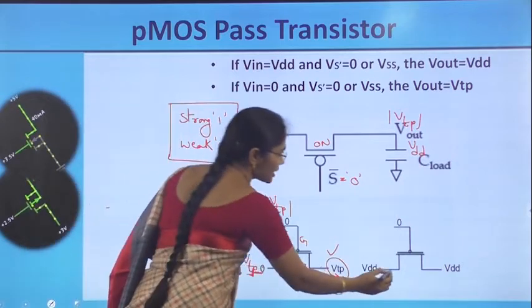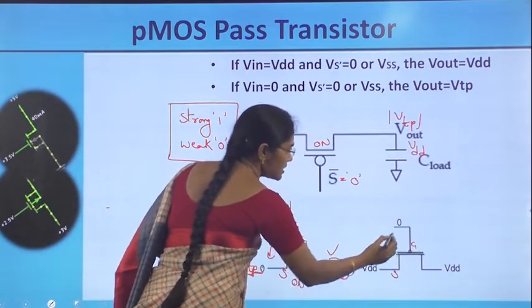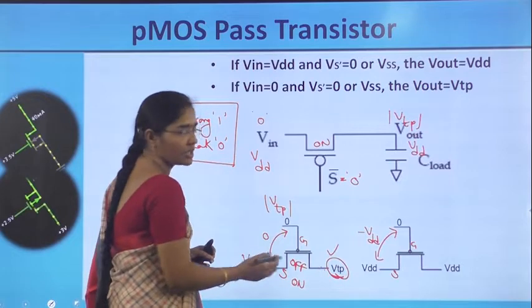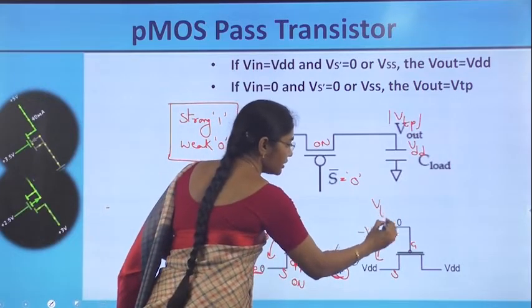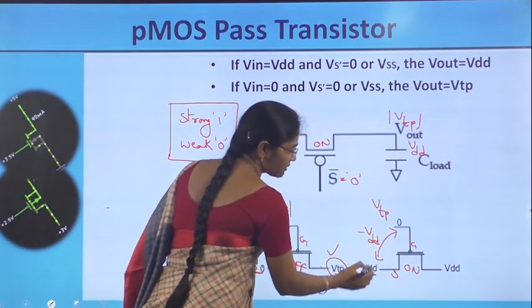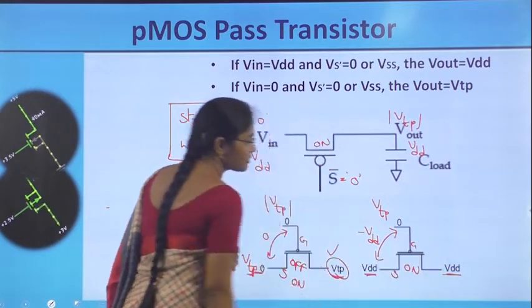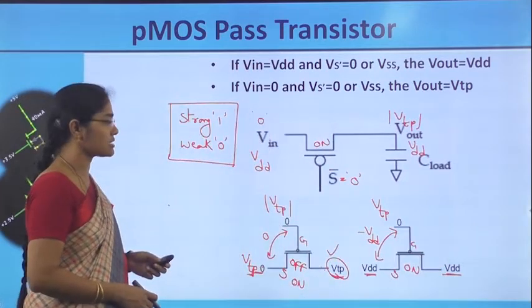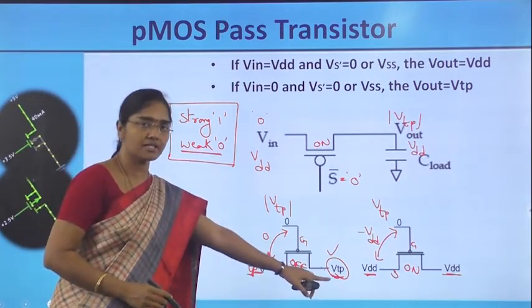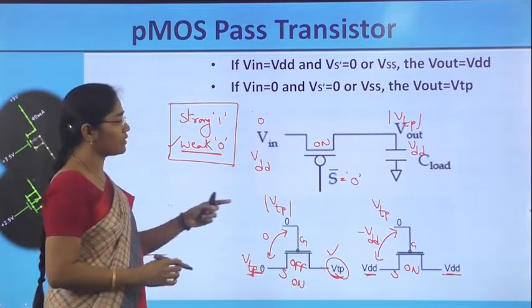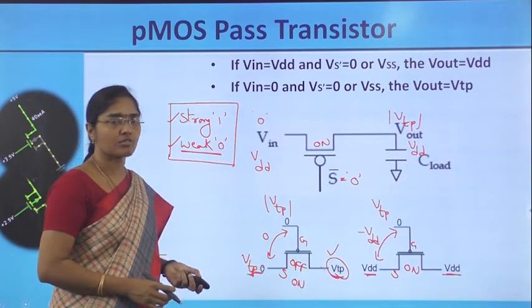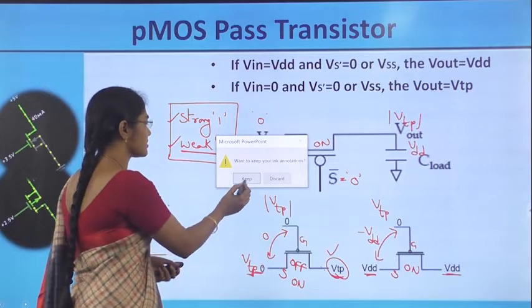Whereas with the VDD voltage at the source and 0 at the gate, the difference of 0 and VDD is minus VDD, and its magnitude is greater than VTP, therefore it is always switched on for an input signal of VDD, so it will pass VDD as it is to the other end of the transistor. So its characteristics are defined as: since 0 is not passed as it is, it is called weak 0, and 1 is passed as it is, so it is called strong 1. So these are the characteristics of the NMOS and PMOS transistors.